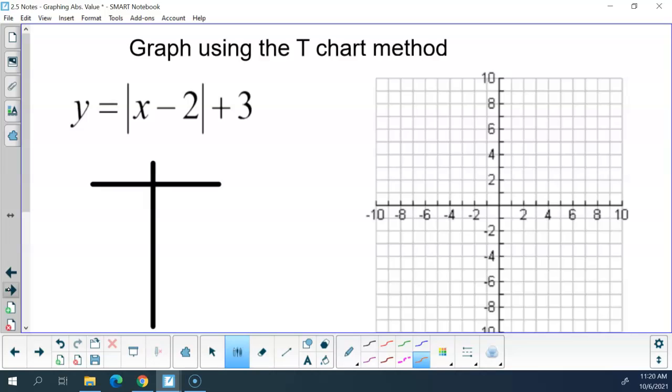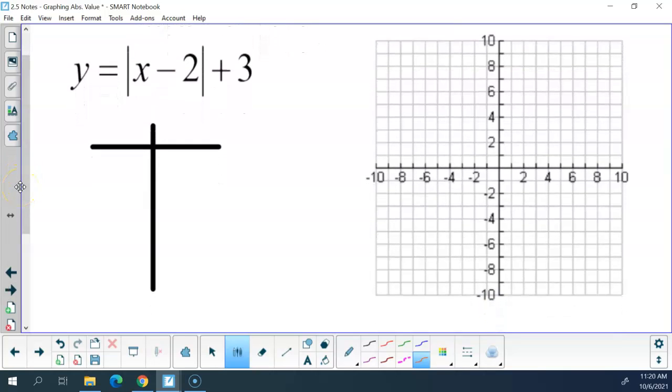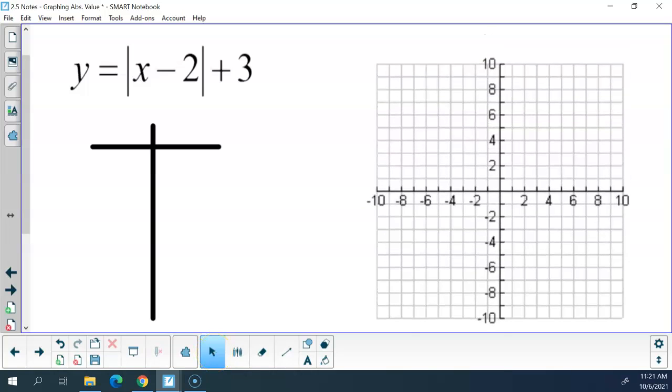So I need 5 different x values. What do you got? Negative 8. Need 4 more. No. Negative 4. 3 more. 0. 4. 8. Okay, that's fine.